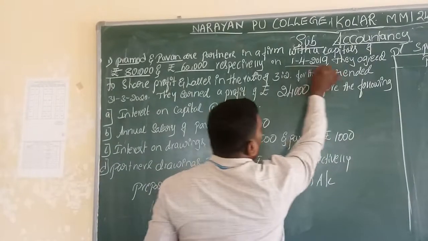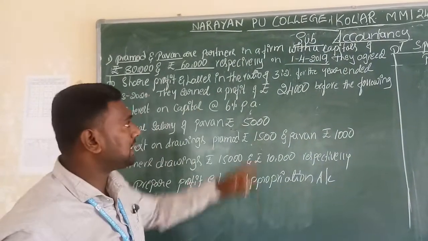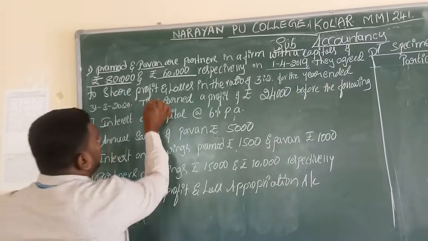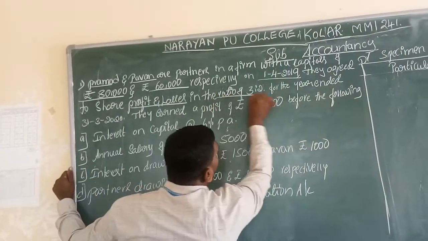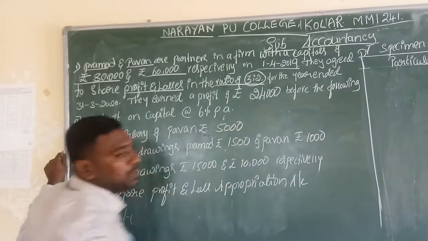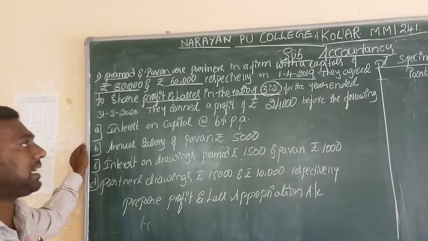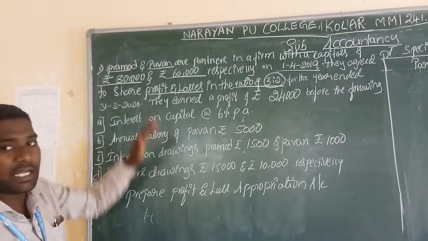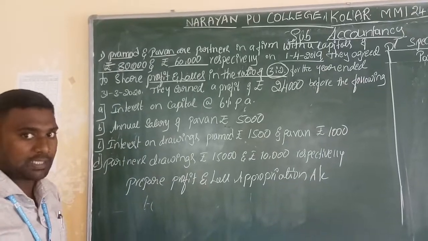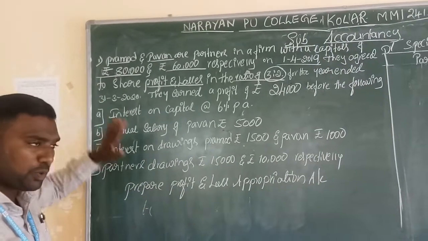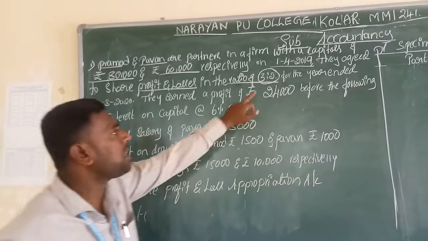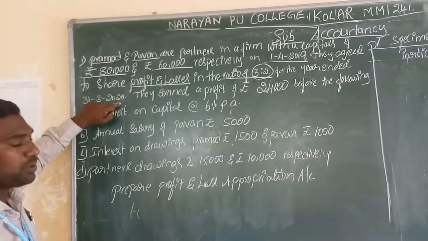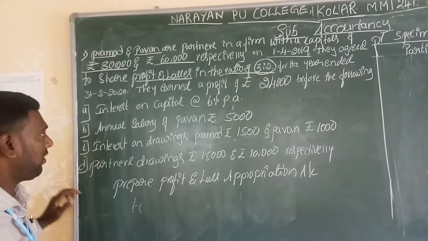On 1st April 2019: the accounting year begins in April and ends in March of the next year. They agreed to share profit and losses in the ratio of 3:2. The ratio is compulsorily given. If the ratio is not given, we can assume the partners share profit equally. Sometimes when a ratio is given, we have to distribute any profit or loss according to this ratio only, for the year ended 31st March 2020. So this is the second piece of information.